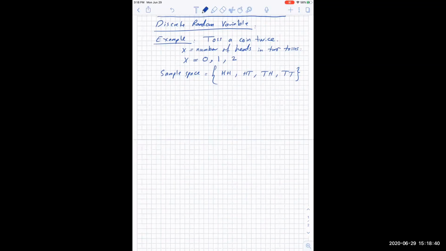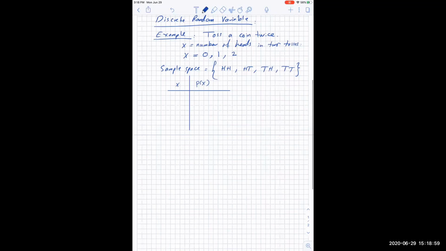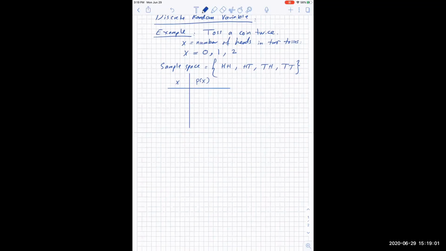So we're going to make a table here, 2 columns. This is called a probability distribution of X. We're going to put X in the first column and P of X in the second column. So again, X is the number of heads in 2 tosses. We toss a coin twice. And P of X is the probability of X.